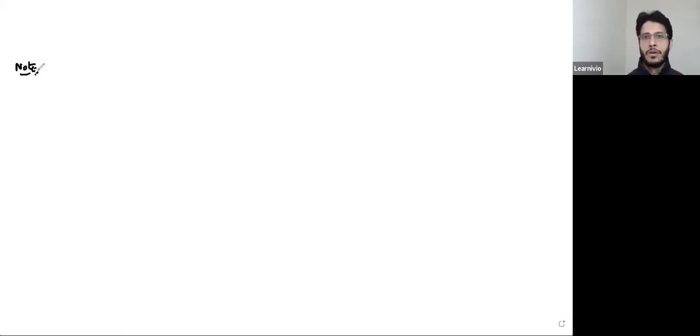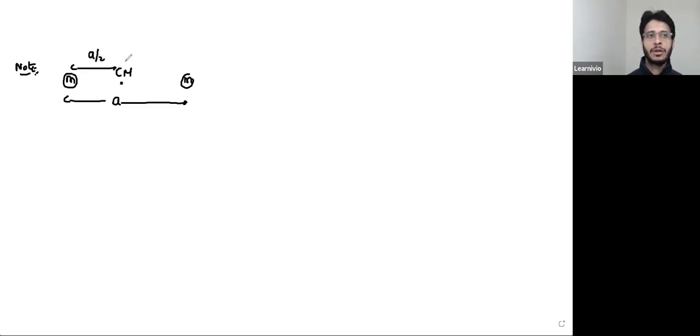Next, the next thing is a few conceptual questions. If you have two masses which are equal, let's say there are two masses placed at a separation A, then their center of mass will lie exactly at the midpoint. This will be A by 2 and this will be A by 2.